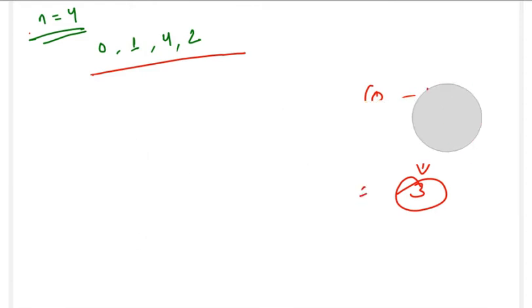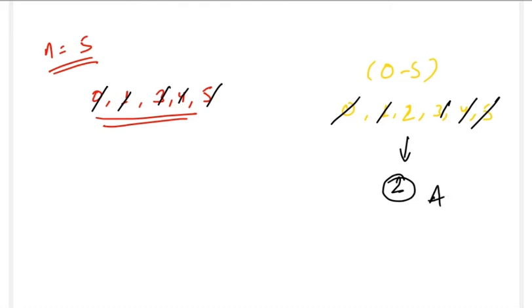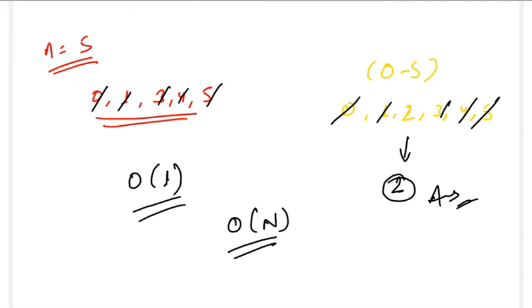Let's see another example. Let's say n is 5 this time and the array elements are 0, 1, 3, 4 and 5. Thus 2 is missing here. So we will XOR it with 0 to 5, that is we will XOR it with 0, 1, 2, 3, 4 and 5. So again 0 will be cancelled out, 1 will be cancelled out, 3, 4, 5 will be cancelled out respectively, and what will remain is 2. So this is how we are going to solve this problem. The space complexity here is order of 1 because we are not using any extra space, and the time complexity is order of n because we are using a single traversal.